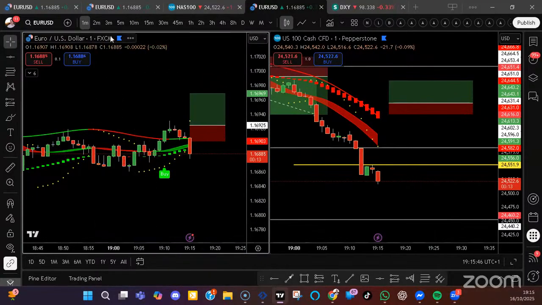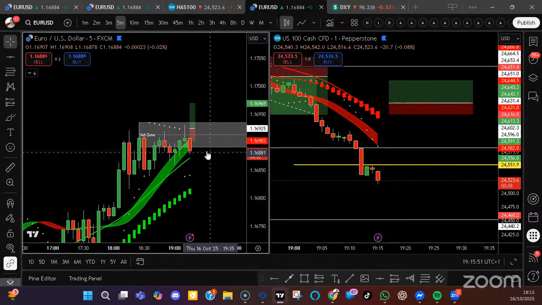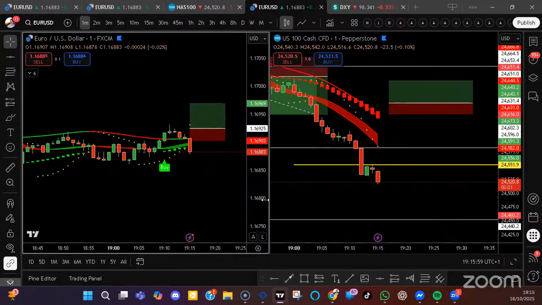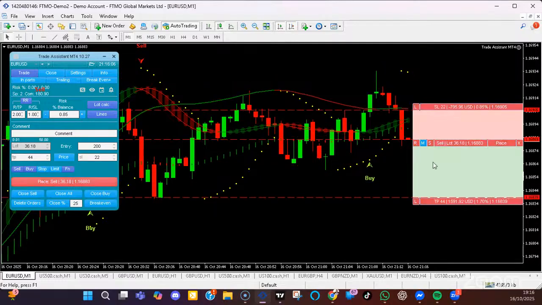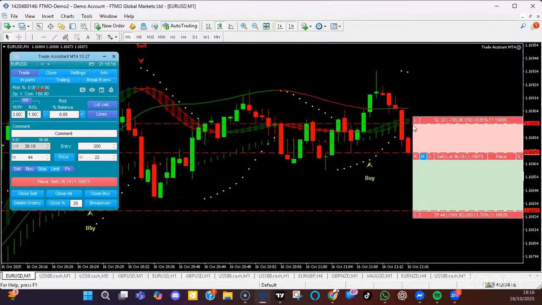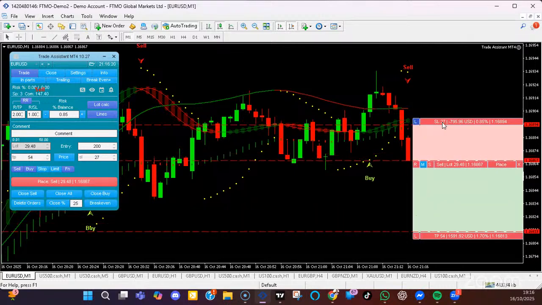So let's have a look at this 5-minute chart. Right, we're in a sell zone now. Okay, so that's interesting on the EUR USD. So we might have a chance of flipping that on its head. The trend line has turned red. Price has got to be down here. We do have a sell alert.